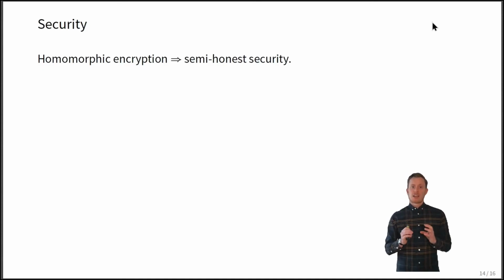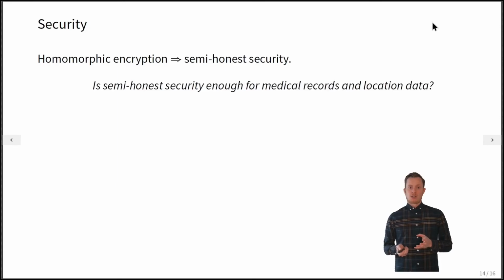We have done a security proof, and I want to highlight the main results. So from the homomorphic encryption scheme, if this is secure, we directly get semi-honest security for our protocol. But then we ask, is semi-honest security enough for medical records and location data? And we do not think so.